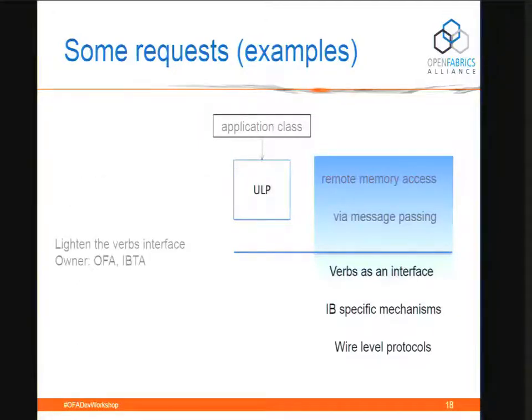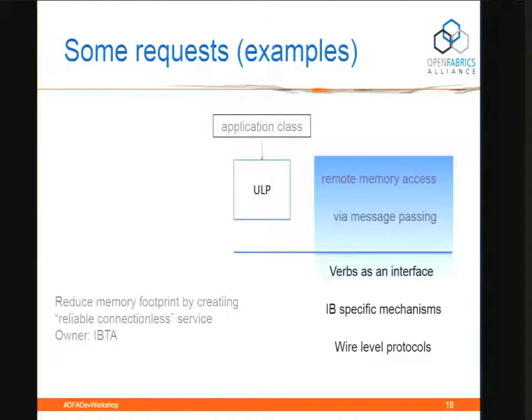Another example here, what about lightening the verbs interface? This one kind of falls in the cracks right in the middle, and it's because we own the verbs API, but the IBTA owns the verbs semantic definition. So we may say, we'd like to lighten the verbs API. And so we'll go through and do a code analysis and try to shorten code paths and do the best we can. But ultimately, we may come to the conclusion, this would be better if the semantic behavior was different. And at that point, we might engage the IBTA and say, let's think about changing the spec for that particular verb semantic. Here's an example of where it falls in the crack between us.